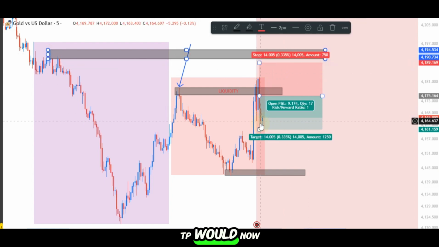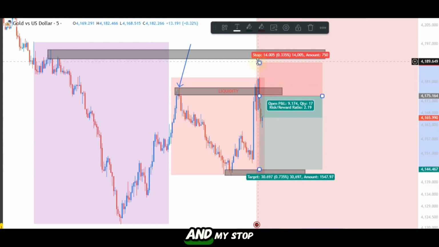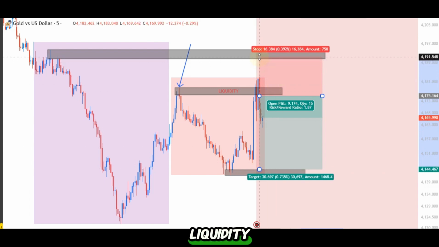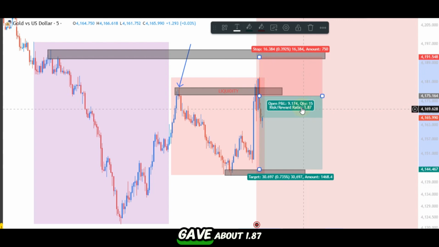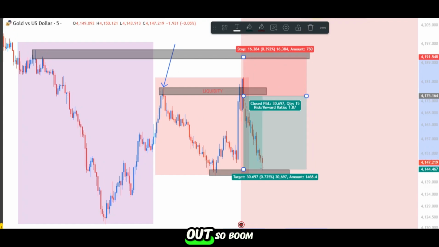And then my TP would now be at this very particular lower liquidity and my stop loss should just be at this liquidity, and this actually gave about 1.87 risk to reward ratio. So let's see how it plays out.